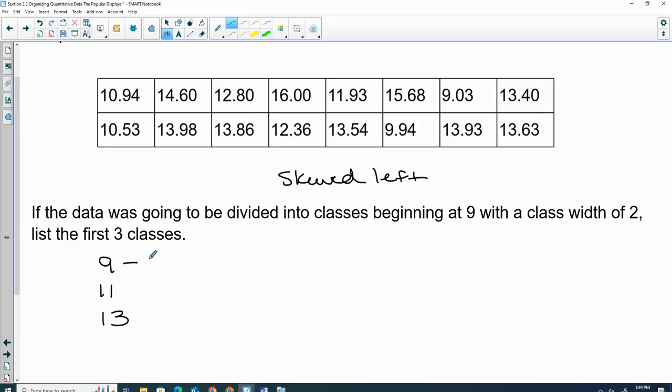Can I just say 9 to 10 here? Look at my data. How many decimals did it have? 2. So we would have to say 10.99. The next one would be 11 to, this one would be 13 to. Why does it have to be 0.99? Because the data in our table all had 2 decimal places, so it's closest to that high list. Just the first 3. You would have to keep going if you were listing all of them.